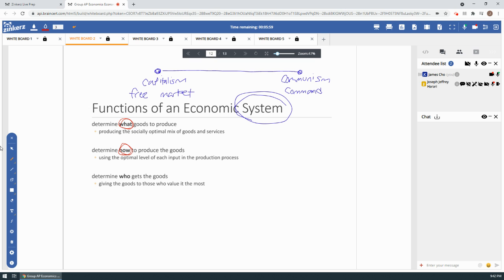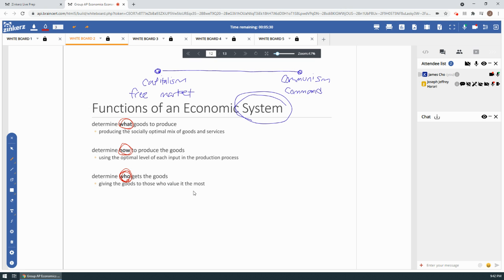Okay, and finally, after we figure out what to produce, how to produce it, after those products are finally made, we need to decide who gets it. In a free market system, again, it's the people, all the people in the market, all together, who decide who gets the product. It's usually the case that the products go to whoever values the product the most. Whoever is willing to pay the most for it gets it.